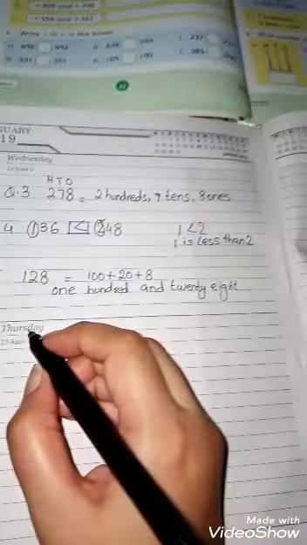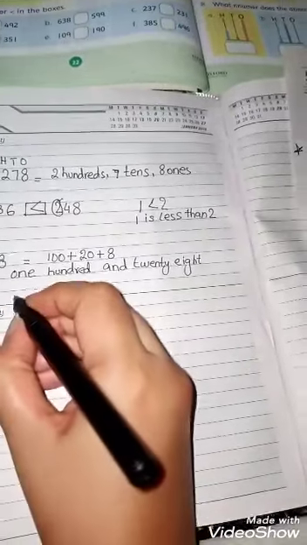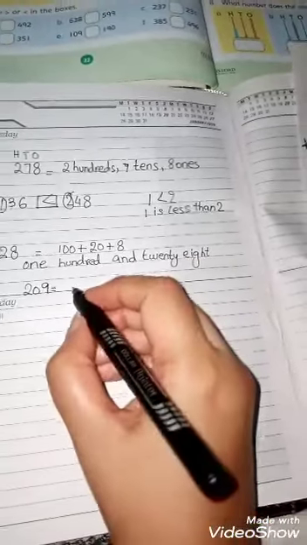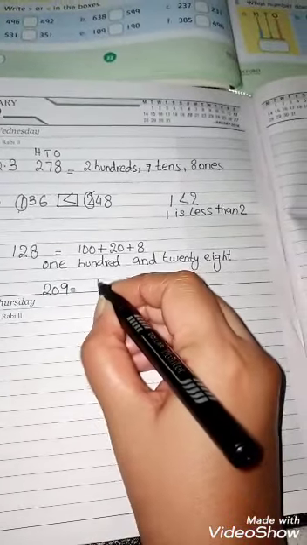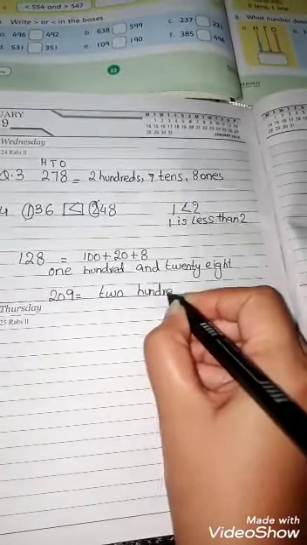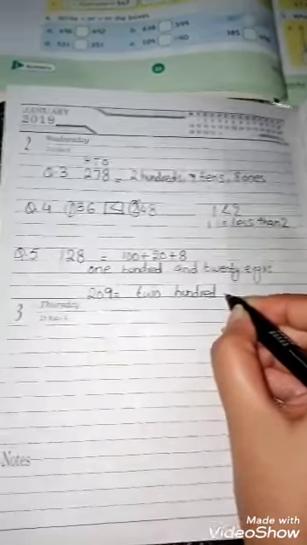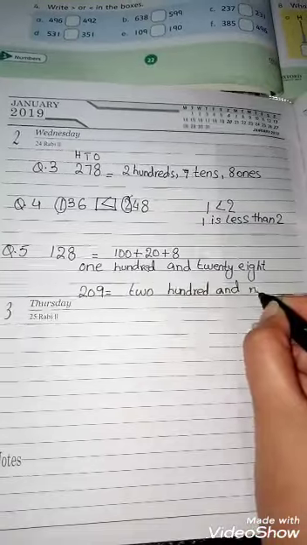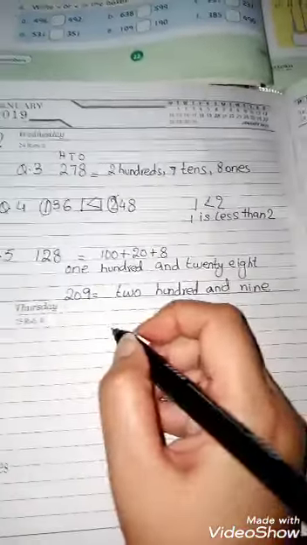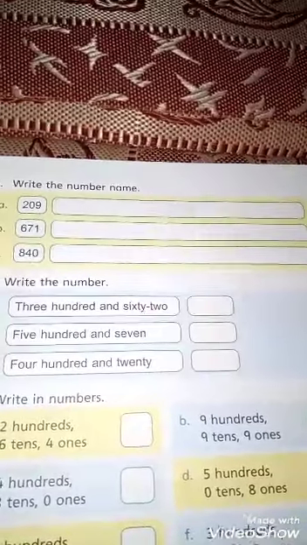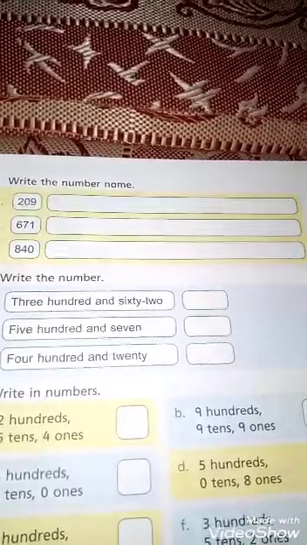We can solve in copy. We can explain this. 209. How can we solve? Two hundreds and 9. This is the answer. Now you can solve this question in your notebook with neat and clean writing.